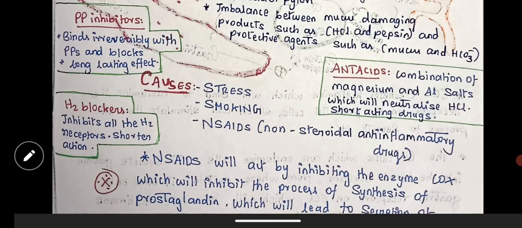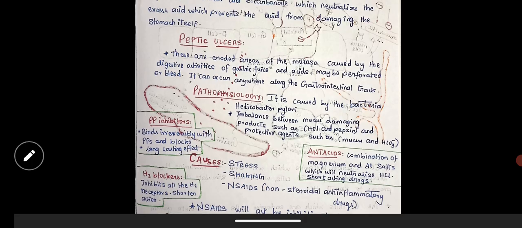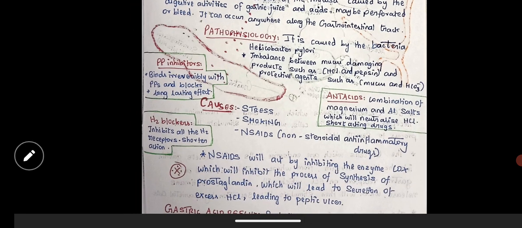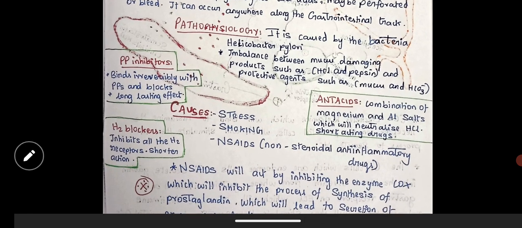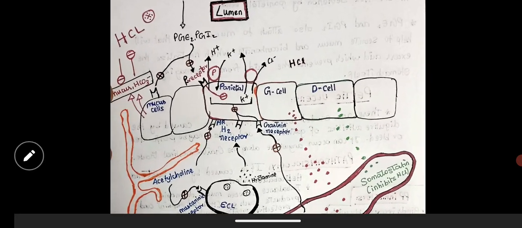Causes are stress, smoking, and NSAIDs. So what is meant by NSAIDs? Non-steroidal anti-inflammatory drugs. So because of this, how is peptic ulcer happening? Just think. These are anti-inflammatory drugs. What is the inflammatory reaction taking place at the stomach, I mean, at the parietal cell?